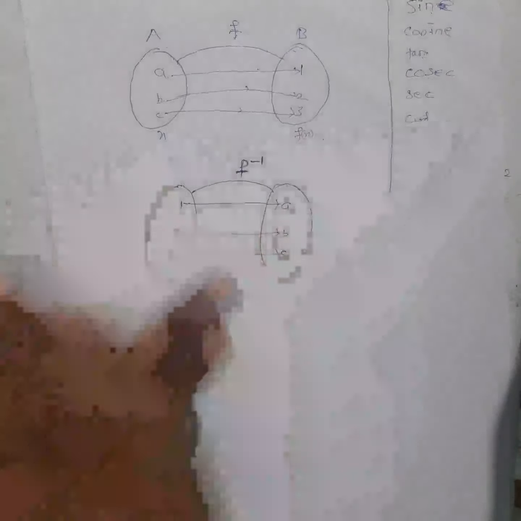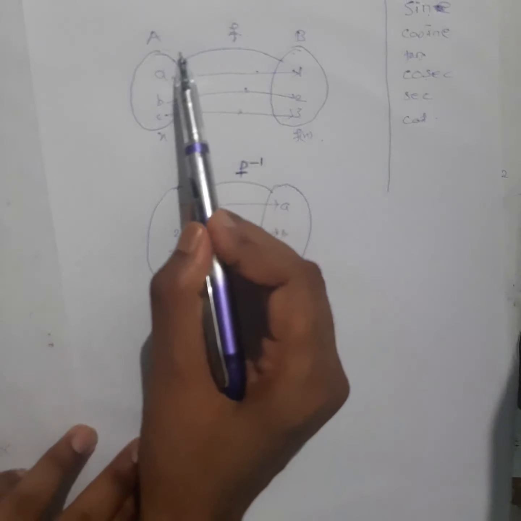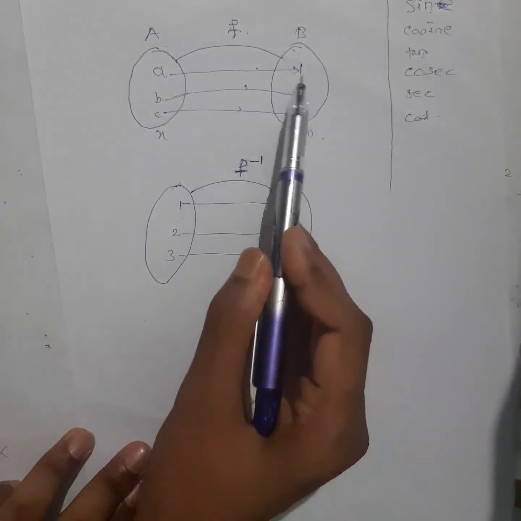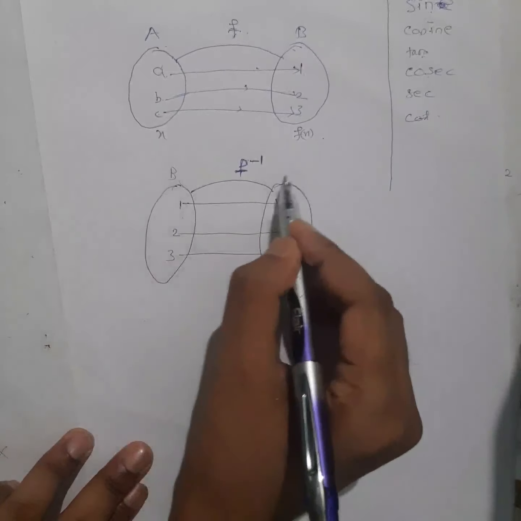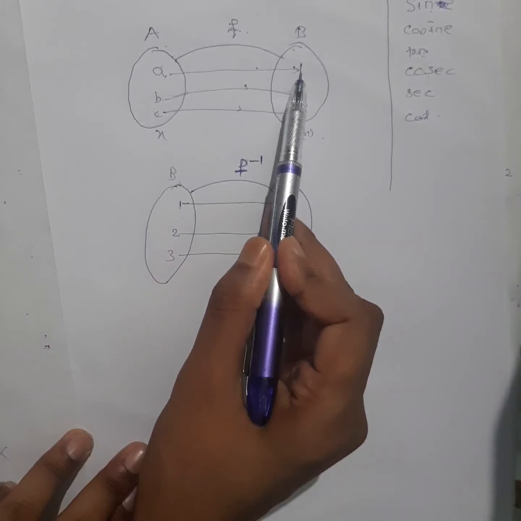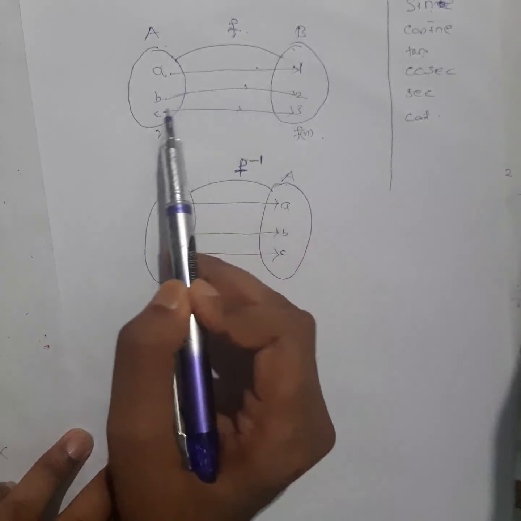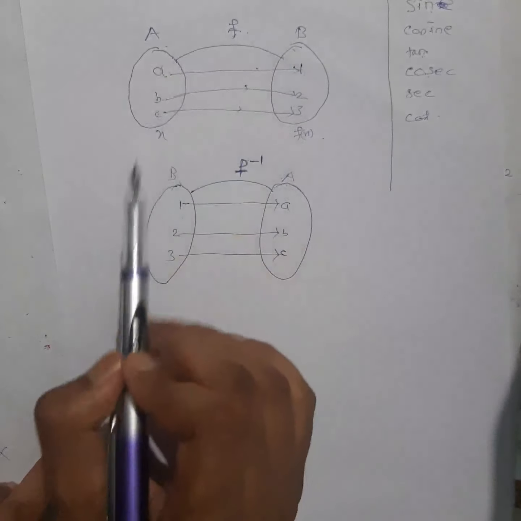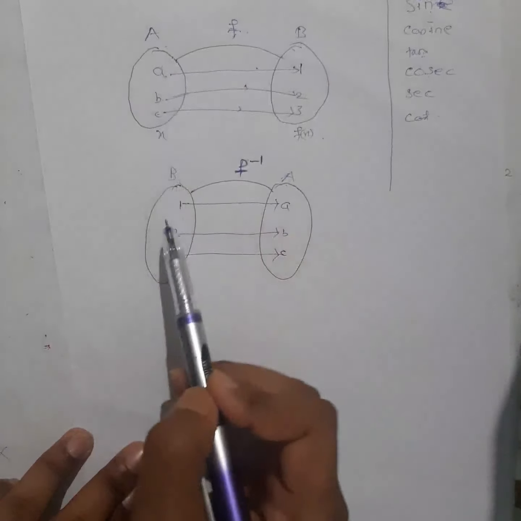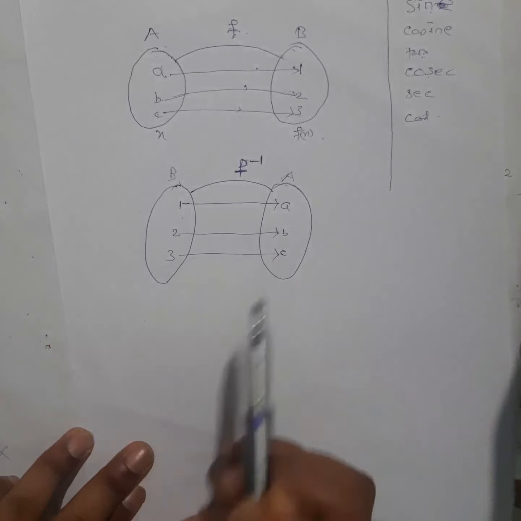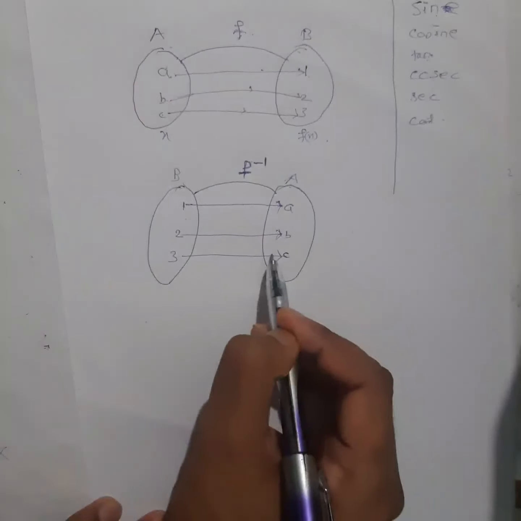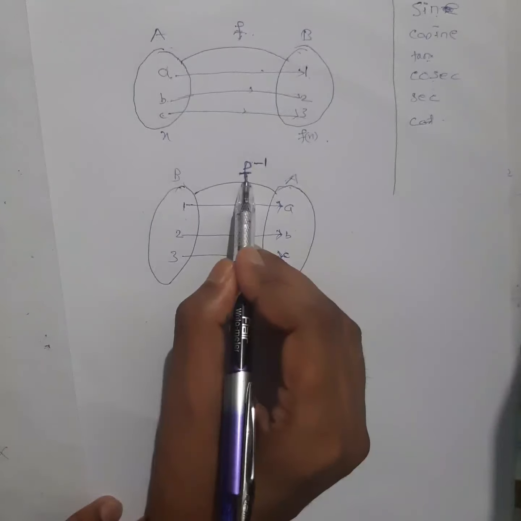We used to reverse the definition. So the function was defined from A to B. Now when you find the inverse, the inverse will be defined from B to A. Okay, so see here, the image of a was 1, of b was 2, of c was 3. So when you make the inverse, the image of 1 will become a, the image of 2 will be b, the image of 3 will be c. We have reversed the definition, right? Now this will be the inverse.